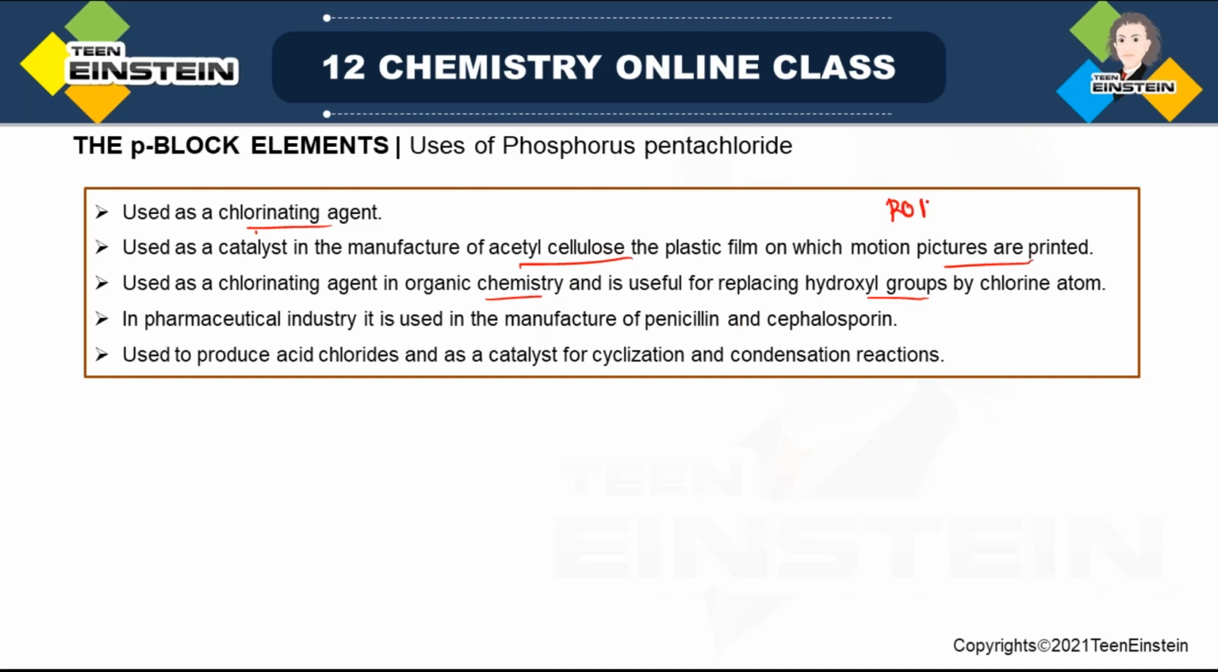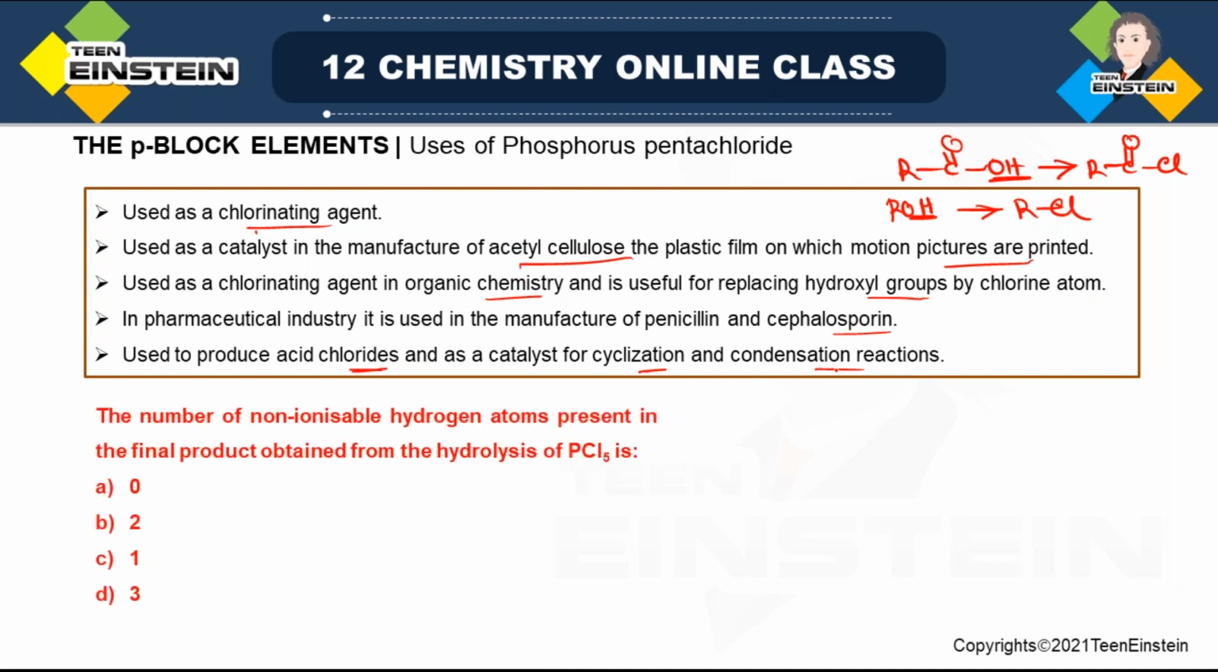That is, if it is an alcohol, then the OH group is substituted by Cl, and if it is RCOOH, then this OH part is also converted to Cl. So basically it is the conversion of a hydroxyl group to chlorine. In the pharmaceutical industry, it is used in the manufacture of penicillin and cephalosporin, used to produce acid chloride, that is RCOCl, and for cyclization and condensation, this type of reaction, this molecule can be used as a catalyst.